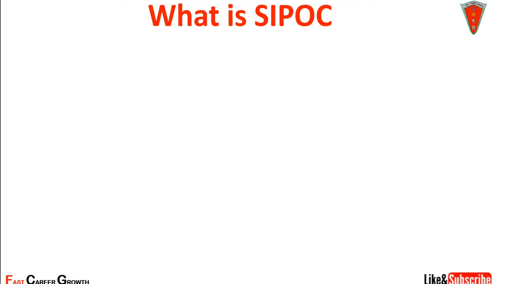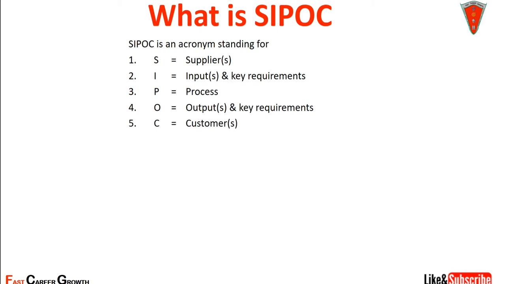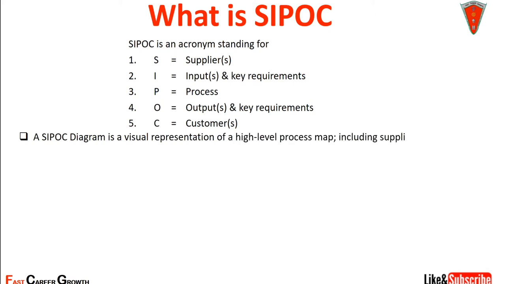So what is SIPOC? SIPOC is an acronym that stands for S for supplier, I for input and key requirements, P for process, O for outputs and key requirements, C for customer. A SIPOC diagram is a visual representation of a high-level process map, including suppliers and inputs into the process and outputs and customer of the process.